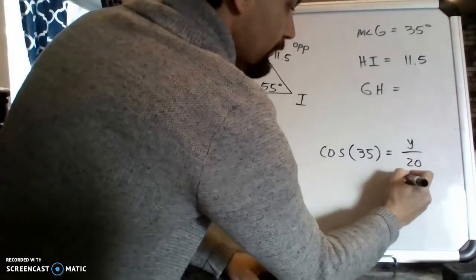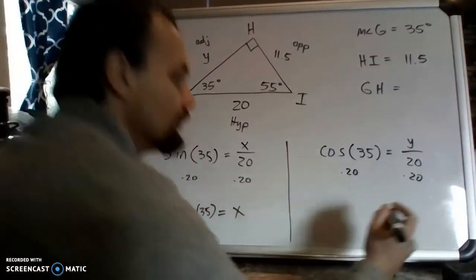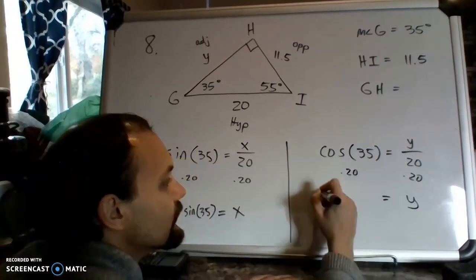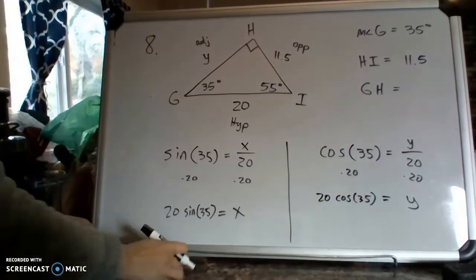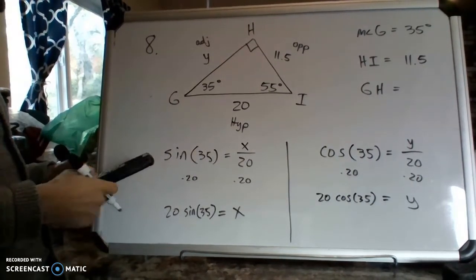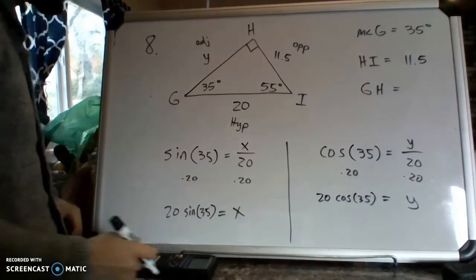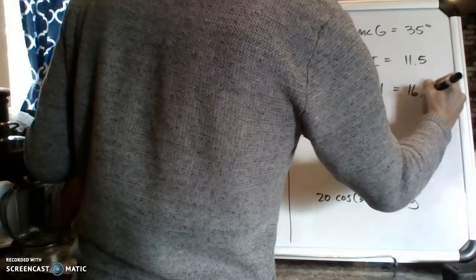Again, we just multiply by 20 on both sides. So that gives us our solution. Y is going to be equal to 20 times the cosine of 35. So type that into your calculator. Rounding off to the nearest tenth, that would give us a value of 16.4.